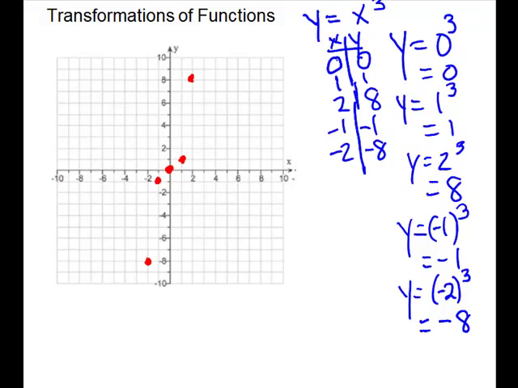It does help you to draw it, though, to remember what it looks like there in the middle. It looks like a line on those 3 points. And then it switches directions and climbs really fast. So that is y equals x cubed.